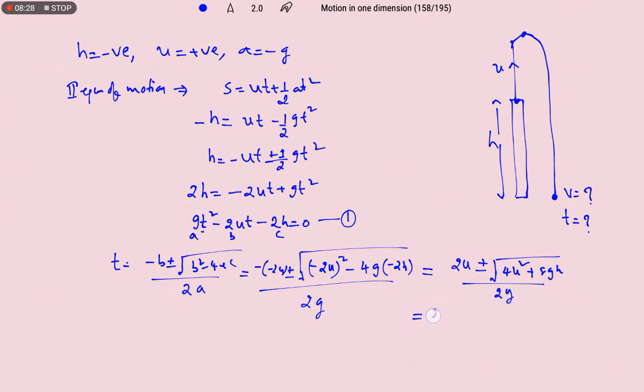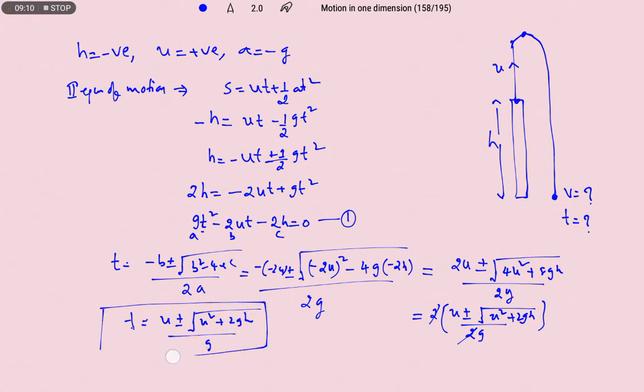So we can take common 2 from this expression. u plus or minus under root of, here 4 comes outside as 2 out of the root, so we are getting 2 common outside, and here this will be u square. In the same way this will be plus 2gh, because 4 comes outside, and by 2 into g, the 2 gets cancelled. Therefore the expression we get is t equals u plus or minus under root of u square plus 2gh by g. So this is the time.